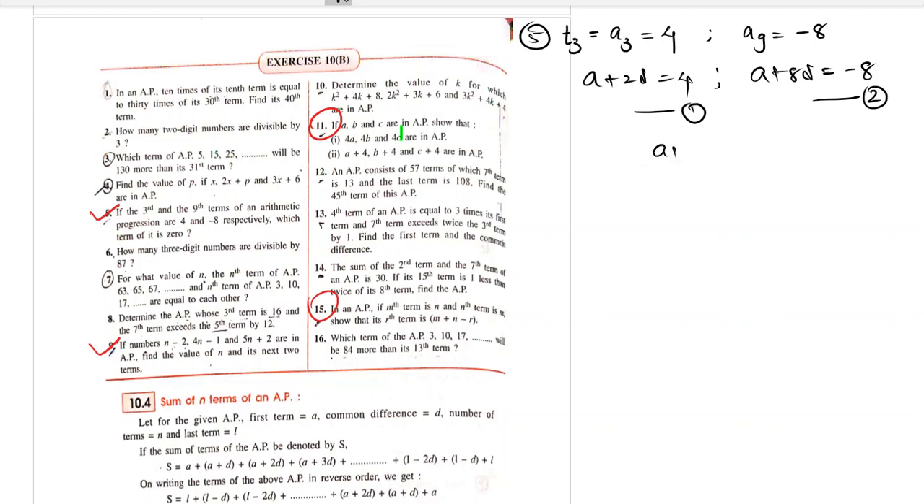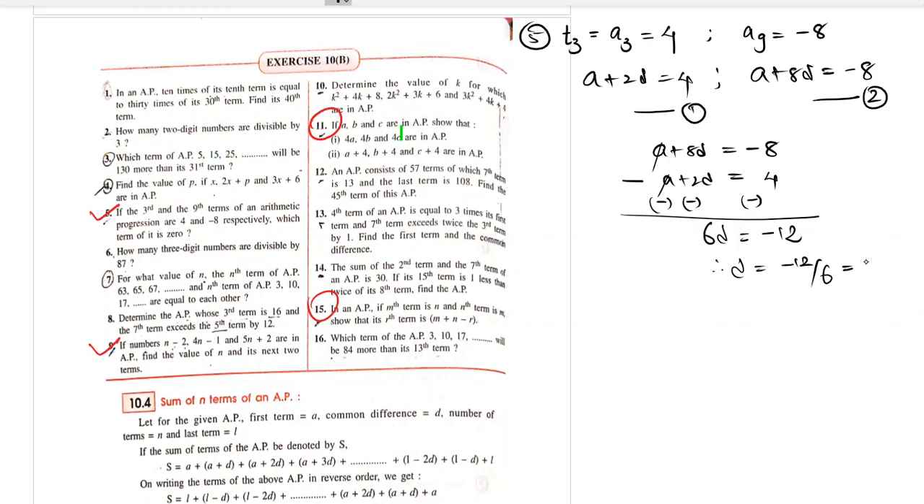So a plus 8d is equal to minus 8 minus a plus 2d is equal to 4. Draw a line, minus sign here, here, and here. A minus a will get cut. 8d minus 2d is 6d, and minus 8 minus 4 is minus 12. Therefore, d is minus 12 by 6, which is equal to minus 2. D is minus 2.